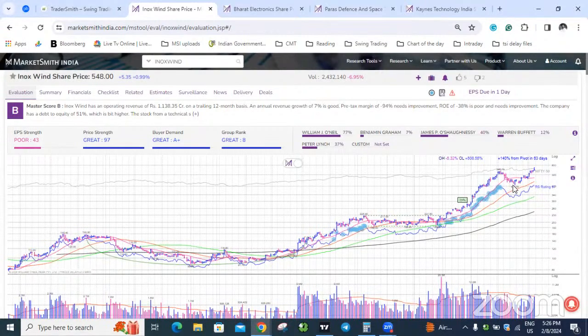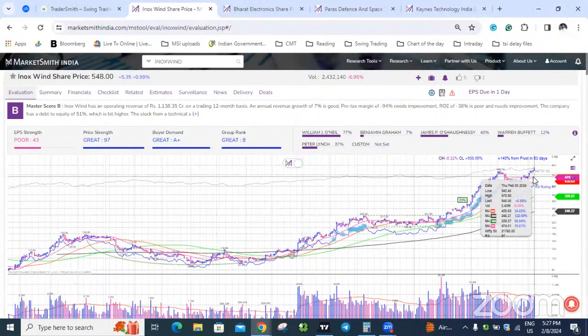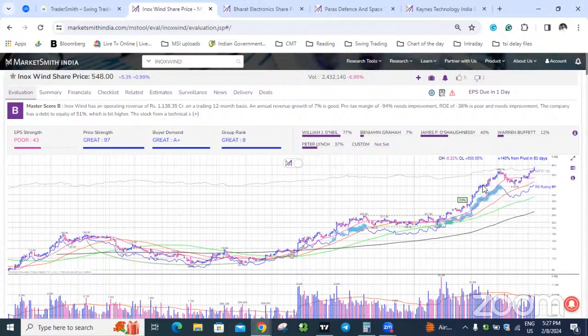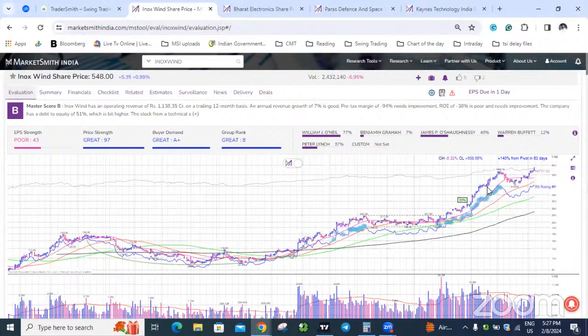So those who bought at a much lower level need not worry. But those who bought somewhere here at the breakout, one can keep a stop loss below that breakout level, that is around 470. Until it shows closes below that level, there are no signs of weakness.